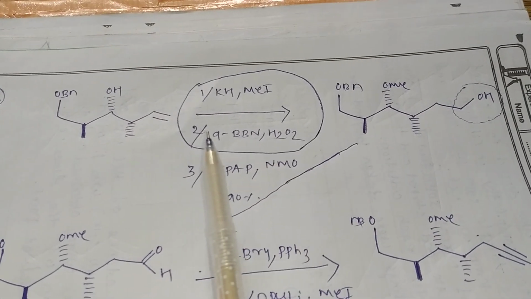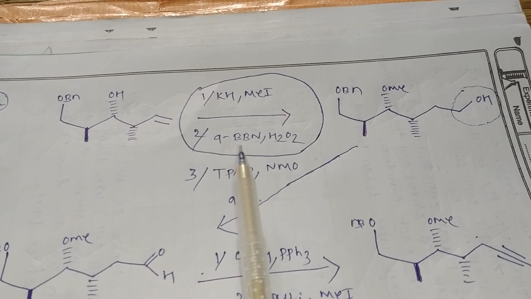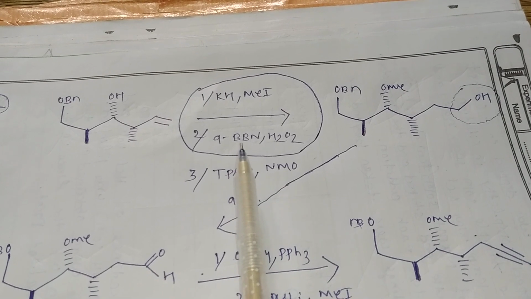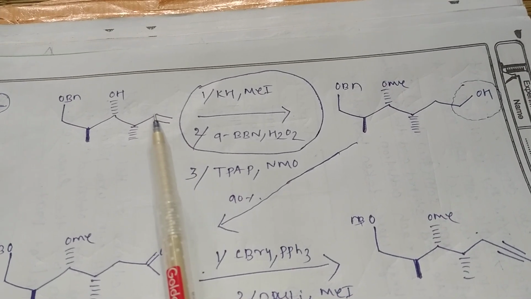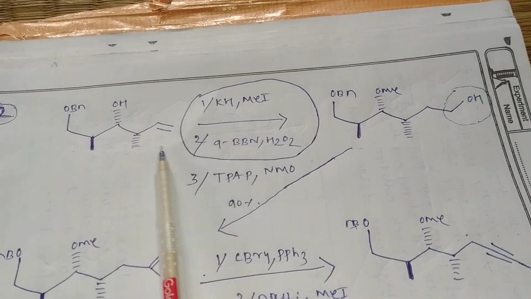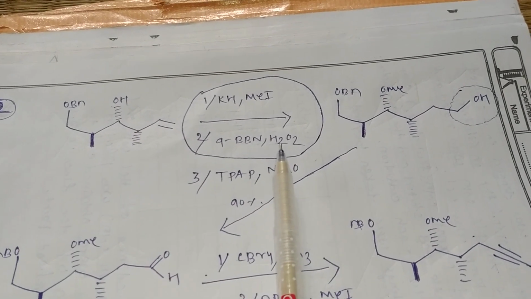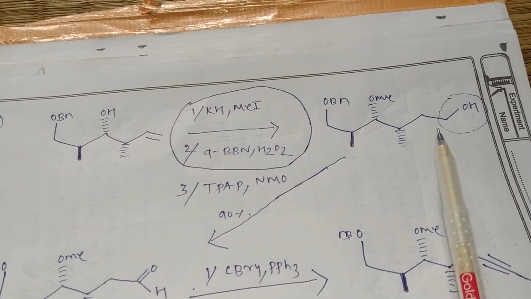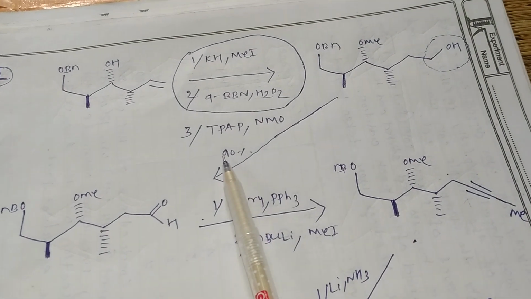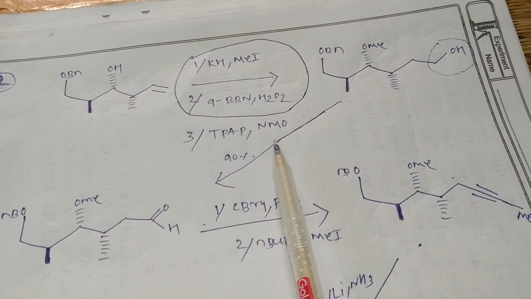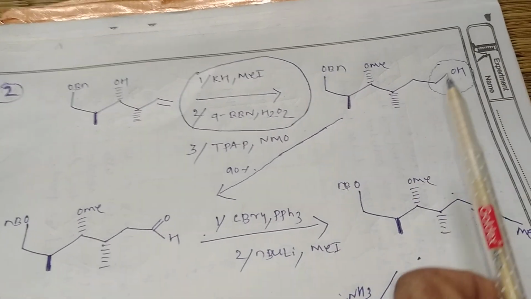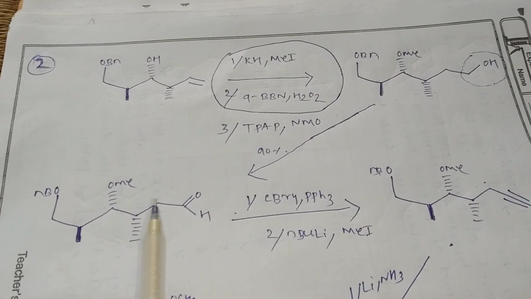And the second part is the hydroboration oxidation. It is a very commonly known reaction. With 9-BBN, the boron is added to this double bond. You know the Markovnikov rule and anti-Markovnikov rule. Then after oxidation, the boron part is removed to form alcohol. This is a primary alcohol. And the third step is very important: TPAP and NMO. This is a popular, commonly known oxidizing agent for converting a primary alcohol to aldehyde.